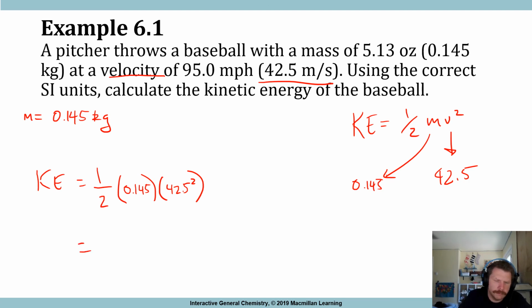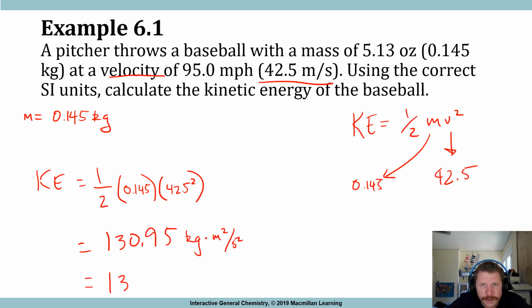So we plug all that into the calculator: 0.145 times 42.5 times 42.5, or squared. Divide that by 2, and I get 130.95. Well, what are my units? Kilograms times meters squared per second squared. Or I could write that simply as, converting this down to 3 significant figures, 131 joules.